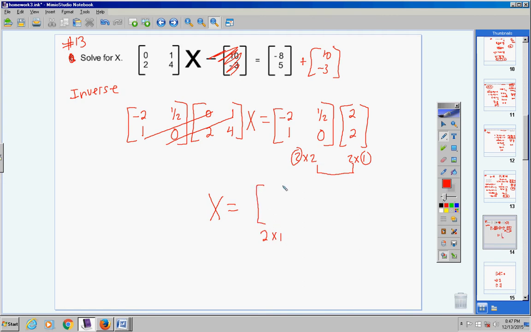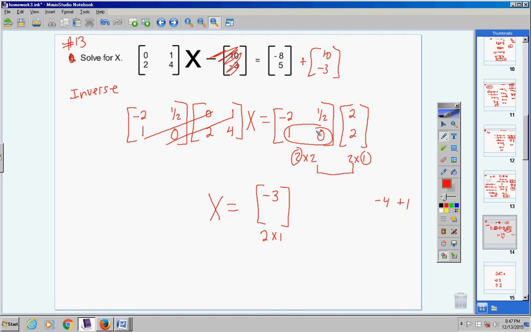We should know this. So a 2 by 1 looks like this: 2 rows, 1 column. Okay? So here we go. We take row times column. Negative 2 times 2, negative 4. 1/2 times 2 is positive 1. Negative 4 plus 1, negative 3.